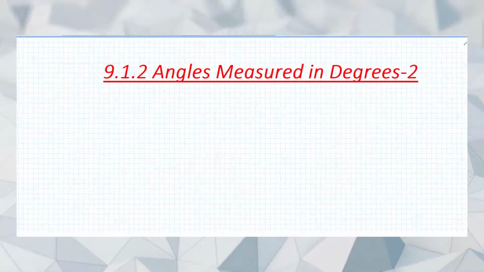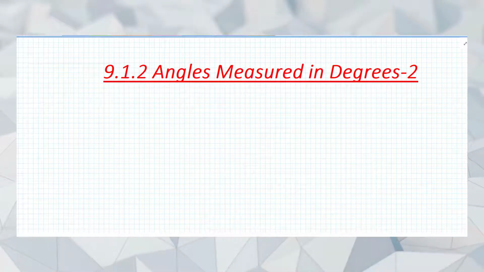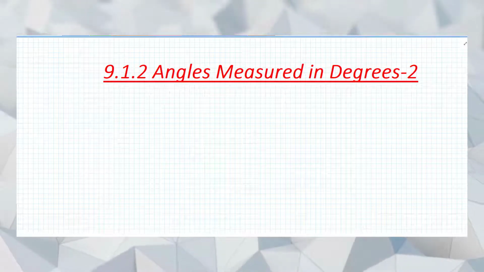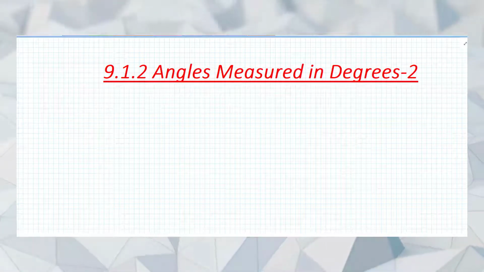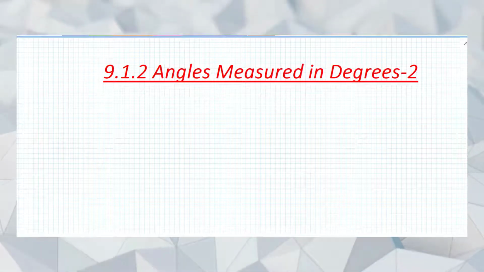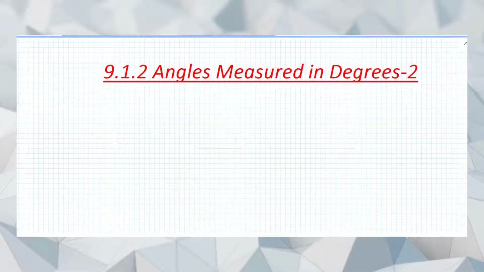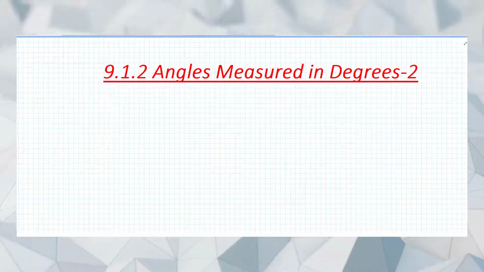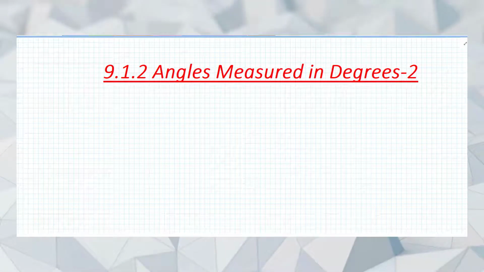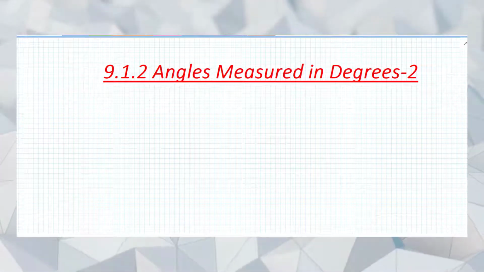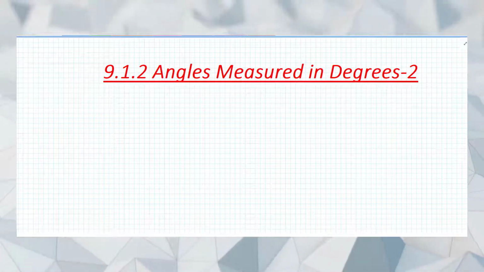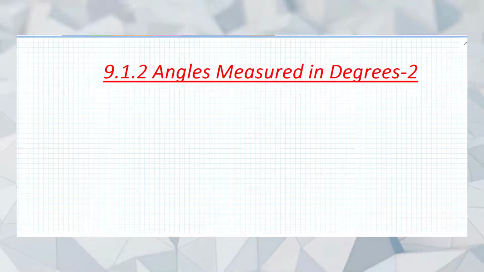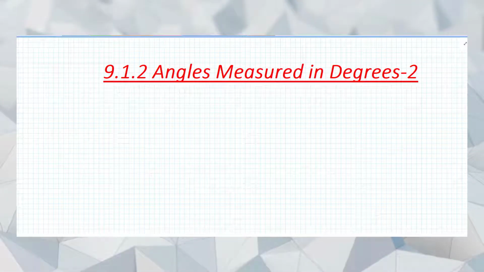This is the second lecture on the measure of a directed angle in degrees. In this lesson, I will cover the important concept of coterminal angles, and I will review acute, obtuse, complementary, and supplementary angles. The skill you will need to master this lesson is a good understanding of the degree measure of an angle that I introduced in the previous lecture.